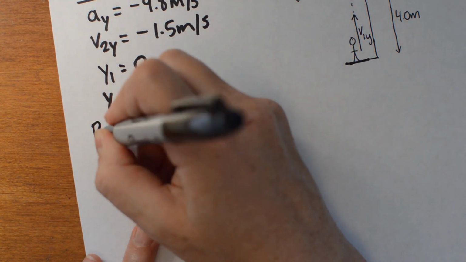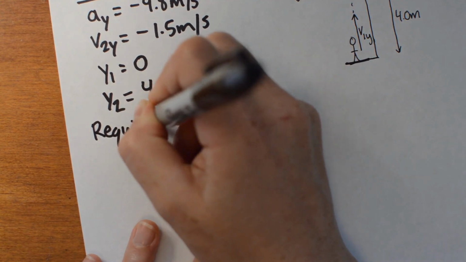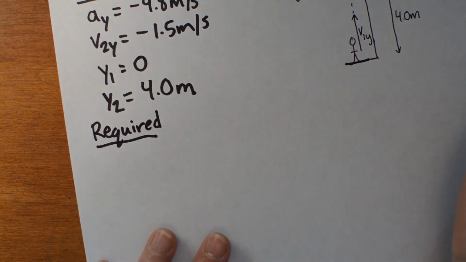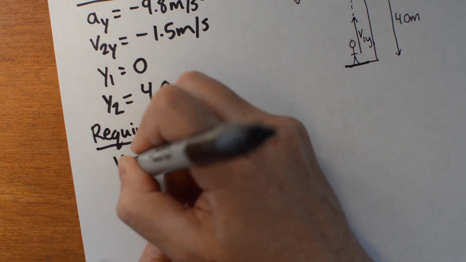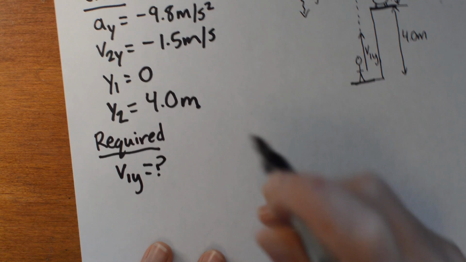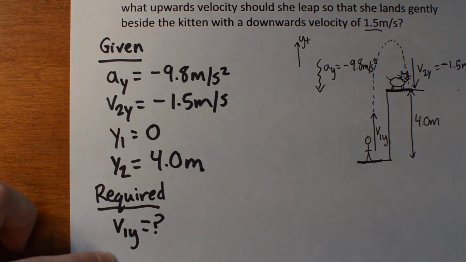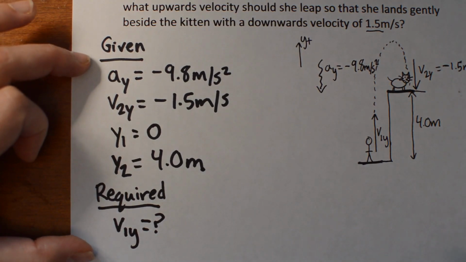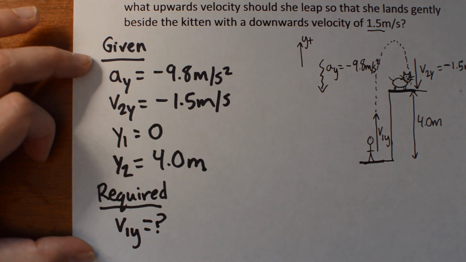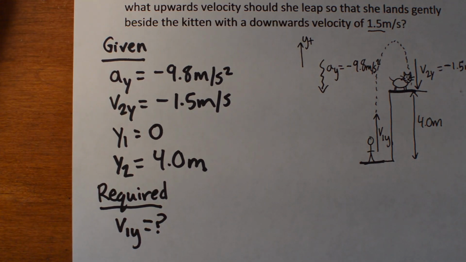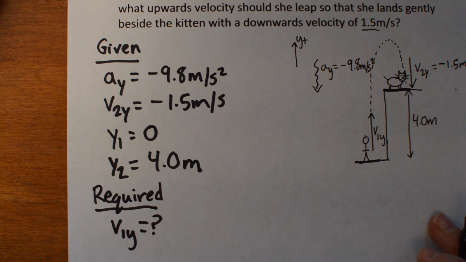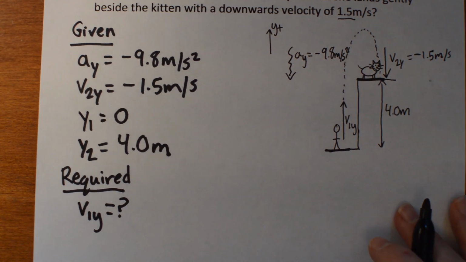The next thing I want to write down is my required, so what am I looking for? I'm trying to solve for her initial velocity, so that's v1y. Looking at my given and required here, one thing that stands out is that I don't have any information about time. So that means that probably the first and second kinematics equations wouldn't be the right way to go. The third one doesn't have time in it, so that's a really good one to use here.